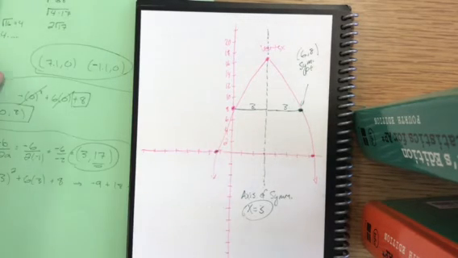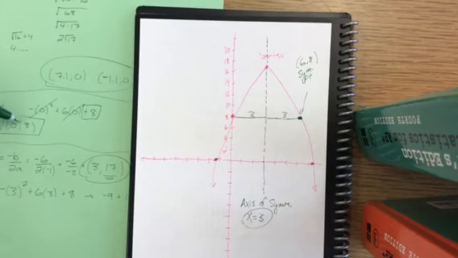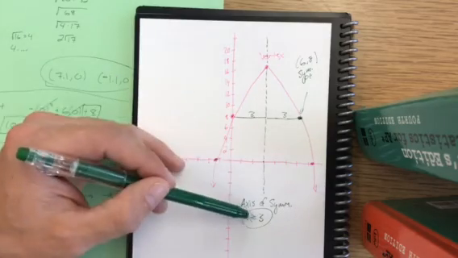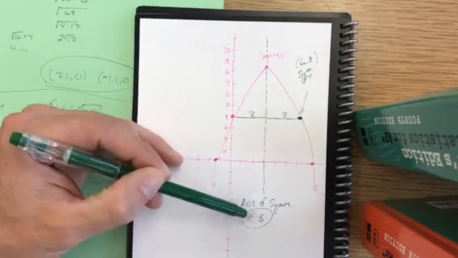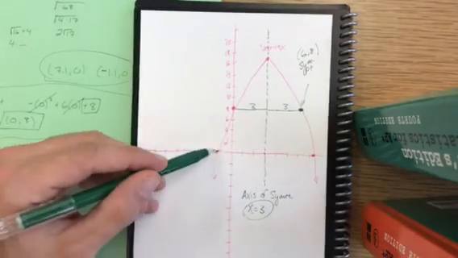Now I've got everything drawn. I've got everything they asked for. My x-intercepts are right here. My y-intercept is right here. My vertex is here. The axis of symmetry is written down. The symmetrical point is right here. The only thing I've got left are all the key features.